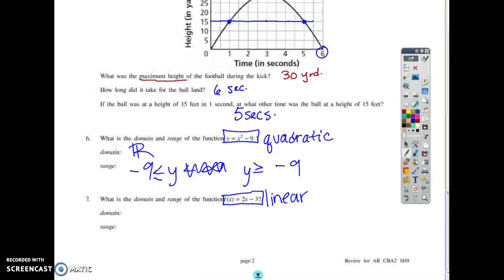So it's going to be infinite, right? So if you want to write it like we usually do, like this, it's going to be negative infinity to infinity, which is all real numbers. Okay? All real numbers. Okay, anyways.